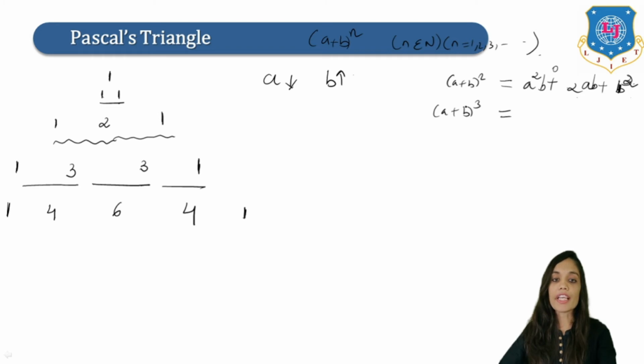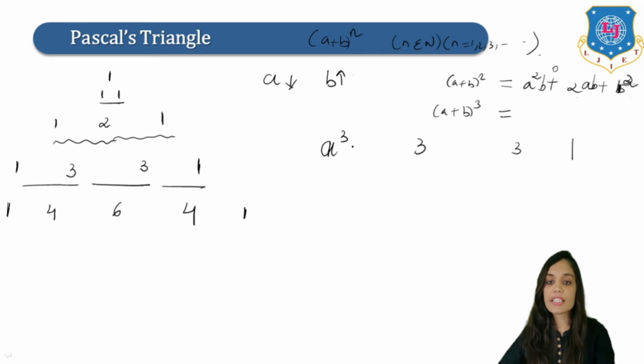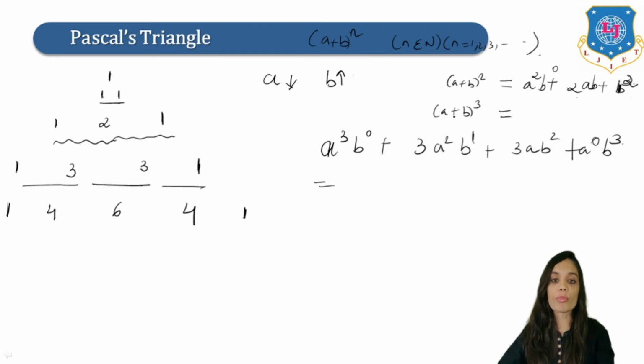Similarly, let us expand (a + b) whole cube. First write these coefficients. They are 1, 3, 3, 1. Start with a cube. Start decreasing the powers of a. So here a square, a and a raised to 0 will come. Done? Now start increasing the power of b. So it will be b raised to 0, b raised to 1, b square and b cube. So finally we have derived the formula of (a + b) whole cube. It is a cube plus 3a square b plus 3ab square plus b cube.